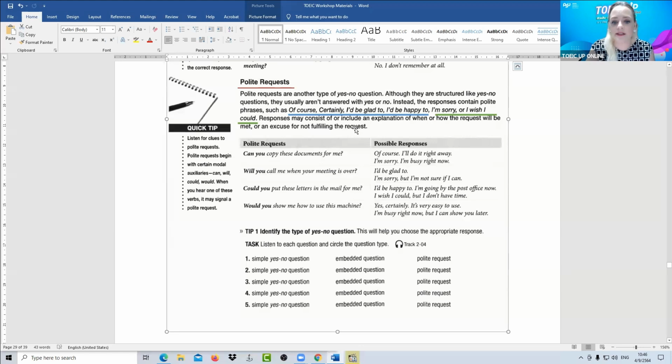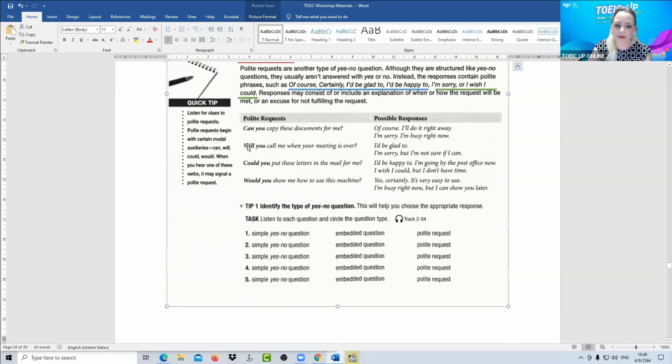Responses may consist of or include an explanation. It may or may not have an explanation of when or how the request will be met, or an excuse for not fulfilling the request. So if you hear of course or certainly, you can listen for an explanation, and you can also listen for an excuse if they use the last two, I'm sorry or I wish I could, and then they can tell you why they can't.